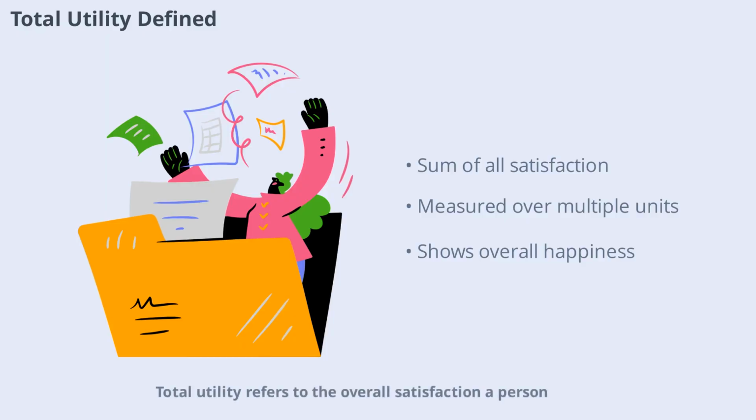Total utility refers to the overall satisfaction a person gets from consuming a certain quantity of goods or services. For example, if you eat 3 slices of pizza, your total utility is the sum of the happiness from each slice. Total utility helps us see the big picture of how much satisfaction we gain from all units consumed. It's a cumulative measure, showing how each additional unit adds to our overall happiness. Understanding total utility is the first step in analyzing consumer choices and preferences.